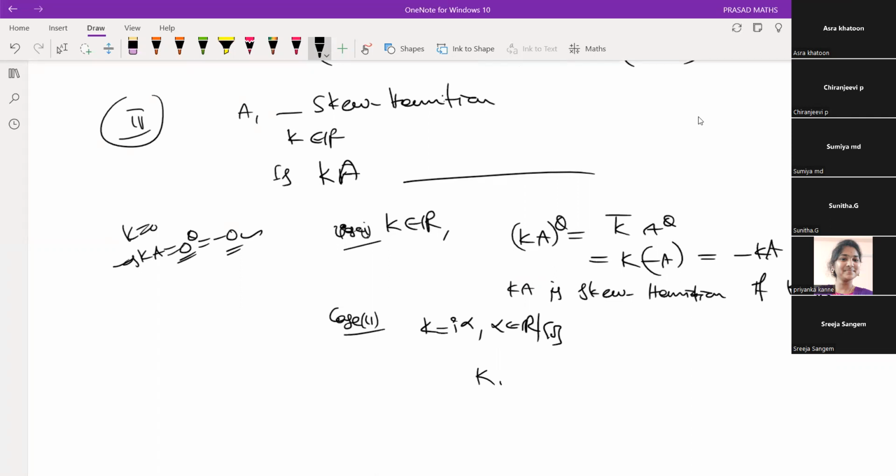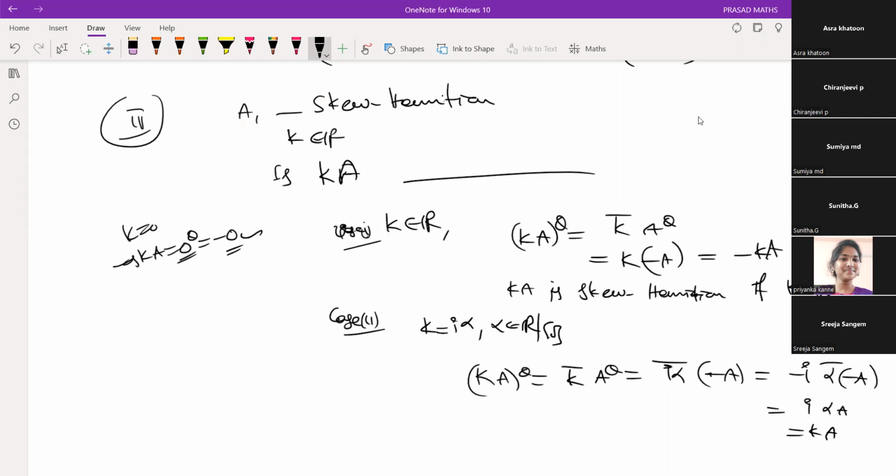So K into A whole power theta. That means K bar A theta. What is K bar? Minus i alpha bar. A theta is minus A. So minus i alpha bar into minus A. That is nothing but i into alpha into A. It is nothing but K into A. So is it actually skew Hermitian? No, because K into A whole power theta is equal to KA, but this is not equal to minus of KA. Therefore, it is not skew Hermitian.